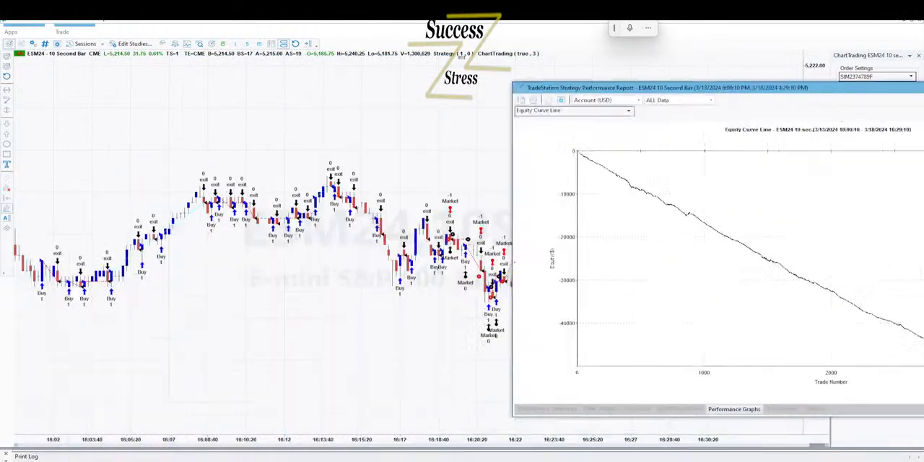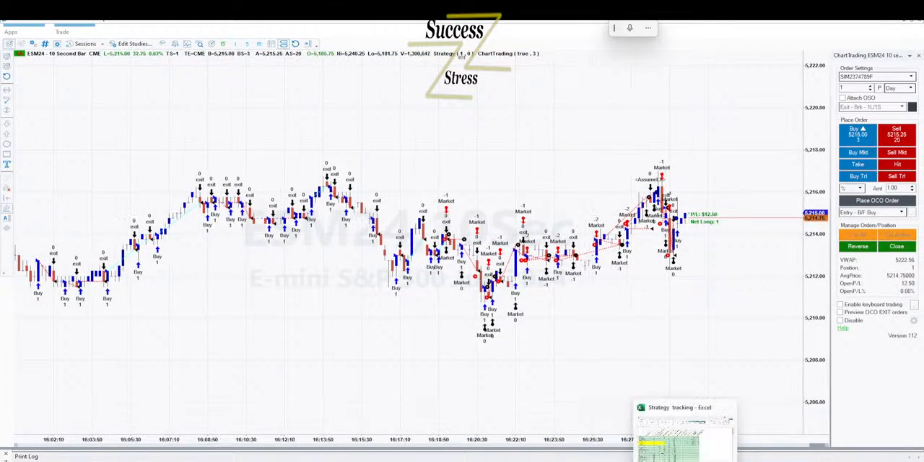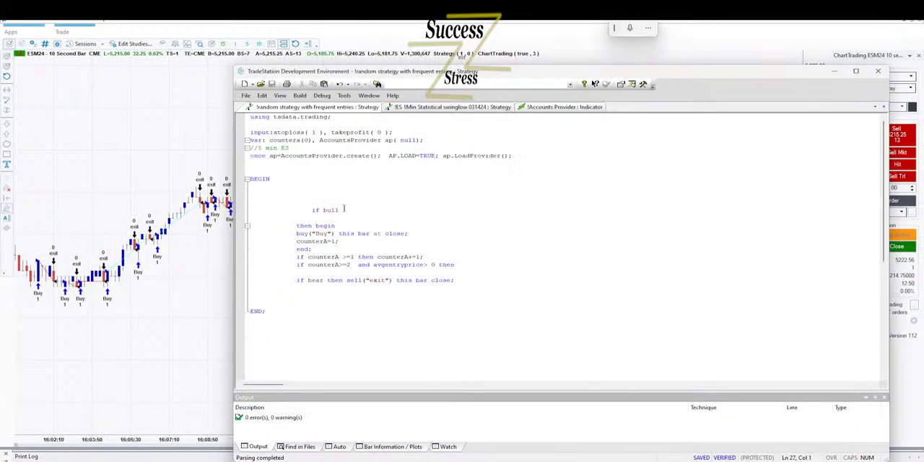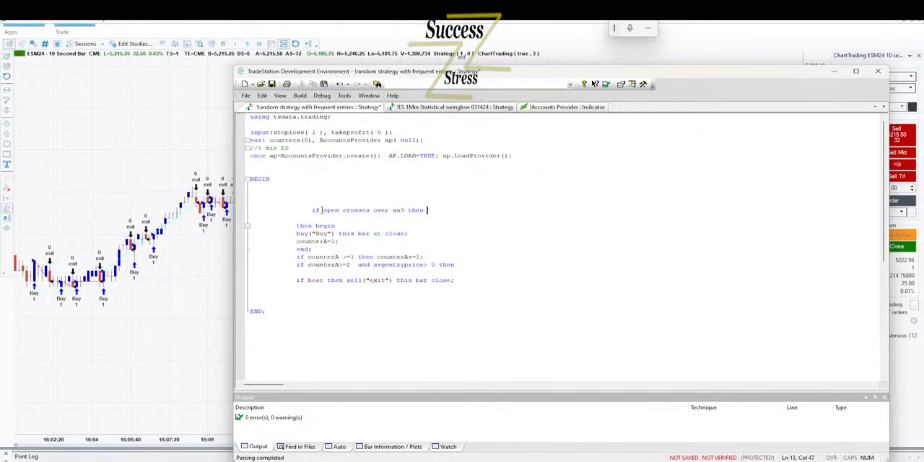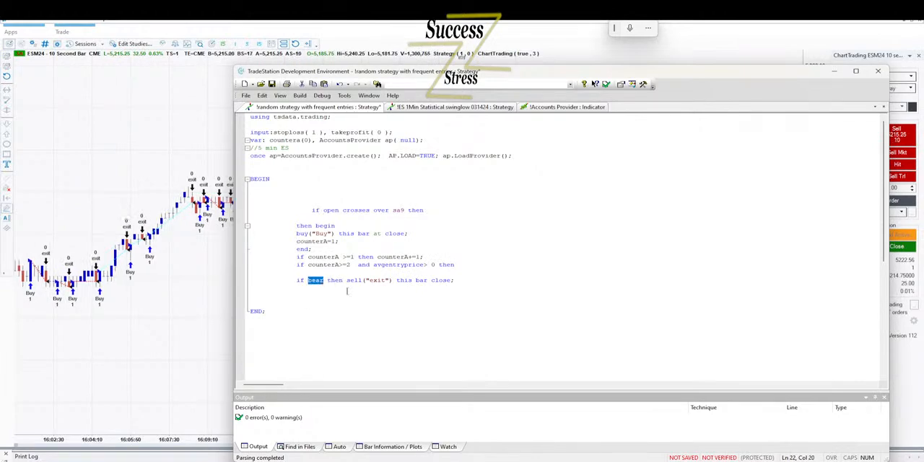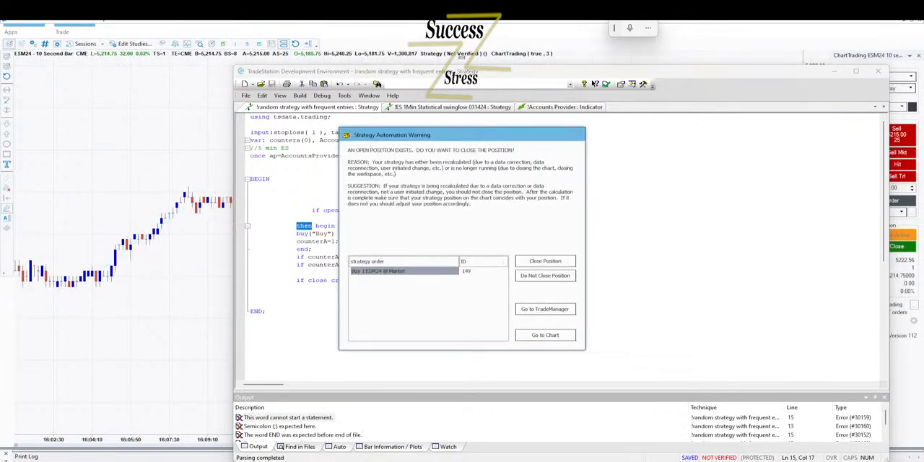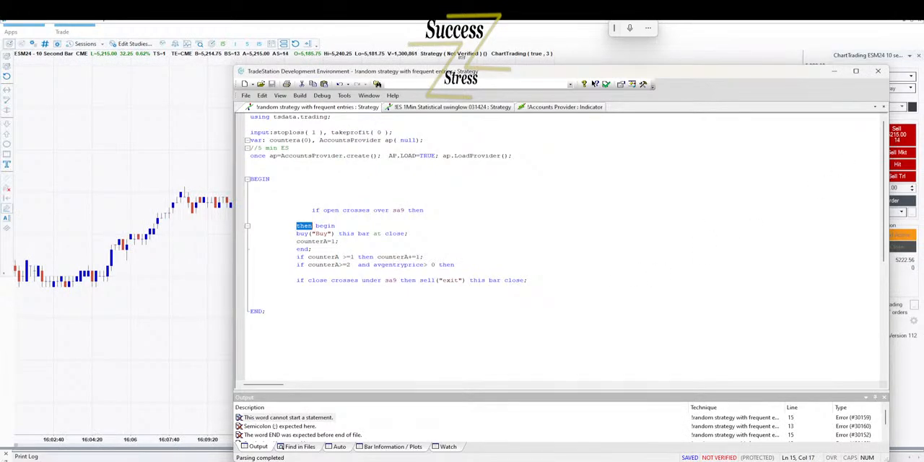Let's see. Some people like to do strategies of what? Crossing the 9: buy when you cross over the 9, and sell when you cross under the 9. We'll just do something simple like that. We'll say if open crosses over the 9-period moving average, then buy. If close crosses under the 9-period moving average, then sell. All right, verify that. Order filled. I could probably stop the automation right now.